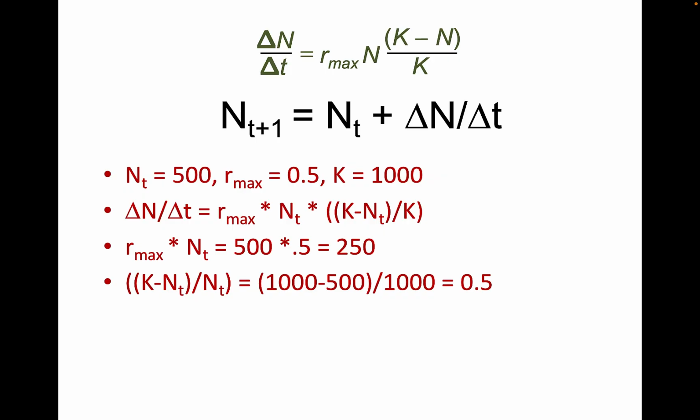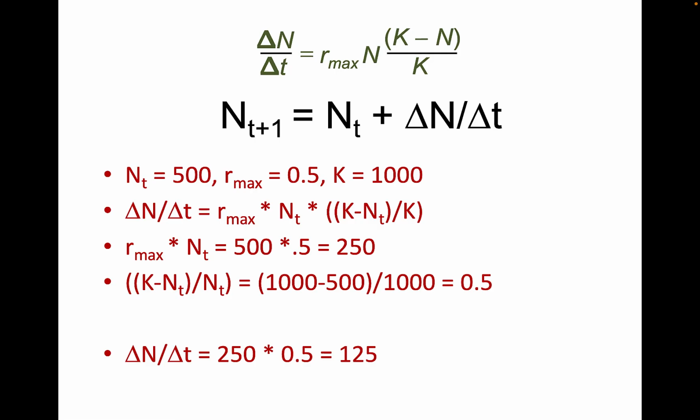K minus N over K is 1,000 minus 500. So we have 1,000 for our carrying capacity minus our actual population of 500. Calculate that and then divide that by the carrying capacity 1,000 and we get 0.5. So now we're going to take this 250 that we got for the first part and this 0.5 and multiply them together to get the growth rate is going to be 125.